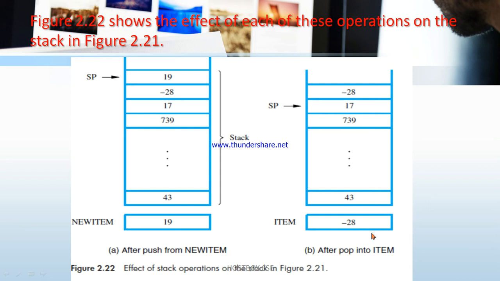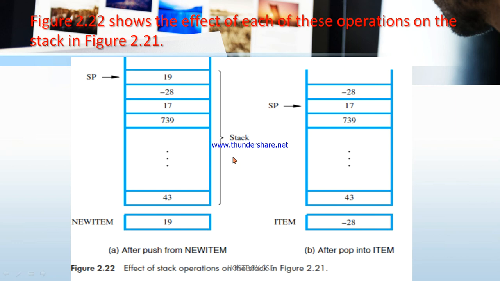Now let's go to the effect of pop. After pop, suppose I want to delete the element minus 28. What happens is it will move out from the stack, and the SP pointer is incremented by 4, so it goes and denotes the 17. So whenever you do push and pop operations, you have to remember the stack pointer. Push means the new element is inserted here and the SP denotes it. Pop is the opposite of push, where it is incremented by 4 and denotes the next element in the stack organization. So like that you can use push and pop in computer organization.